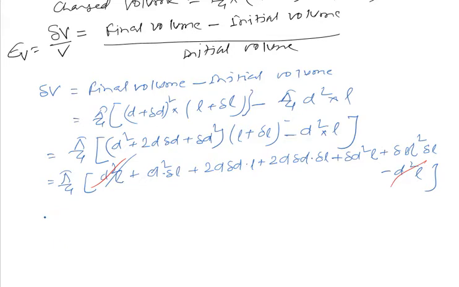So finally, pi by 4 into, one more thing you have to take care of here. See, the values of delta L and delta D are very small. After the pressure acts, there will be small changes. So we can neglect the small terms. This value can be neglected because delta D and delta L are both very small.